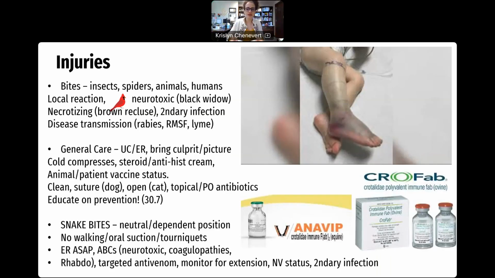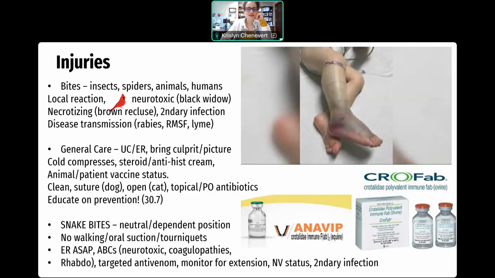All right, last thing is injuries. So this is probably the more complex topics that we'll talk about. So we'll talk about bites, and we're talking about insect bites, spider bites, animals, humans, you name it. Typically, we're going to see that localized reaction, those cardinal signs and symptoms of inflammation, right? Secondary infection is very common with any bite, so we want to make sure the patient's being treated for that and monitoring for it. Also, with certain specific critters, some bites are different than others.